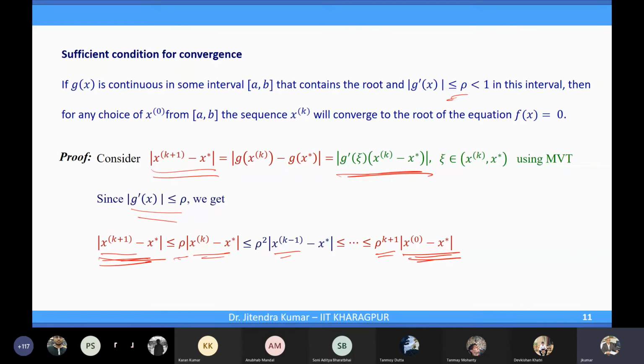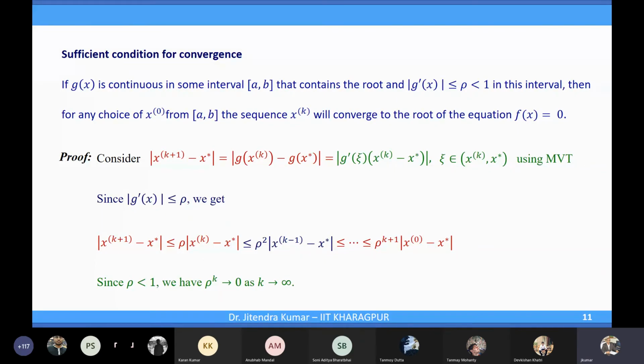Now if k goes to infinity and rho is less than 1, what will happen? This error will go to 0. So this is the proof of the convergence, which is just the sufficient condition: if this happens, definitely it will converge. It does not tell anything about what will happen if this g prime is greater than 1. The theorem is not claiming anything on that.